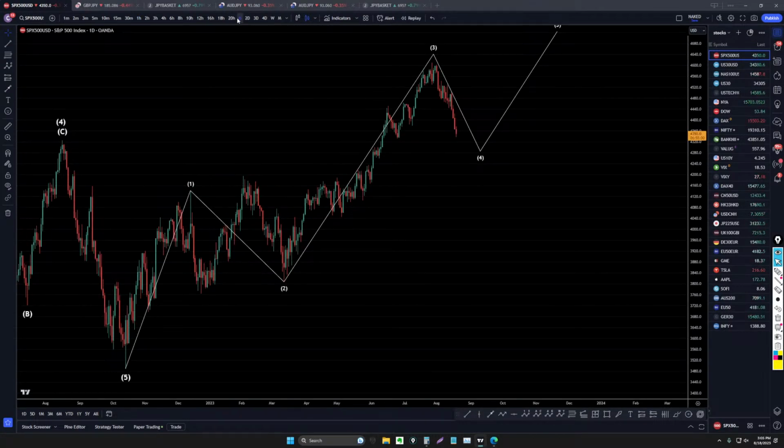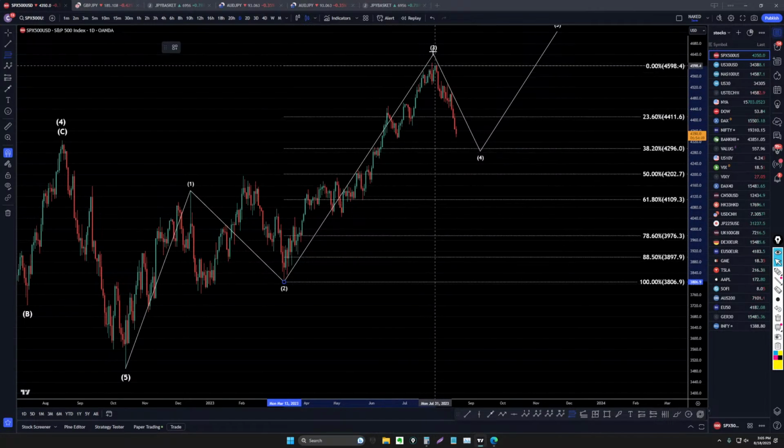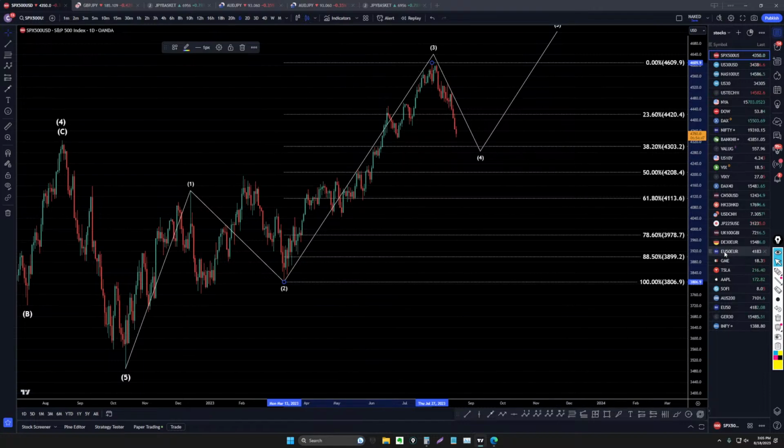Well, it's pretty strong, isn't it? I really don't think this is the end of A. I don't think we're already in a bear market on the index. Look, we're not even to the 38% yet, and this is probably still a wave A. I'm very confident this is going to be an ABC correction, and it's going to go up at least one more time, for sure.